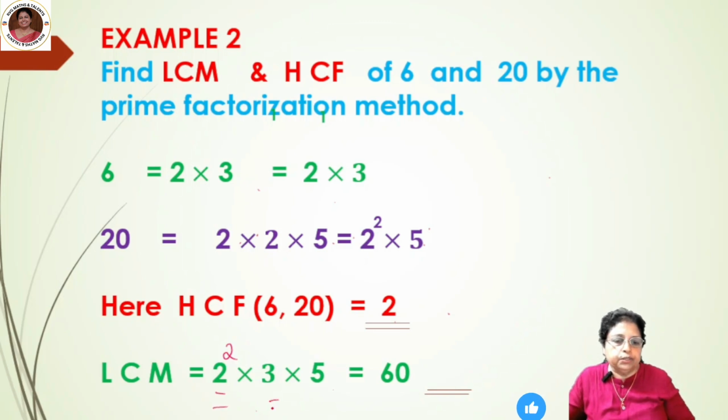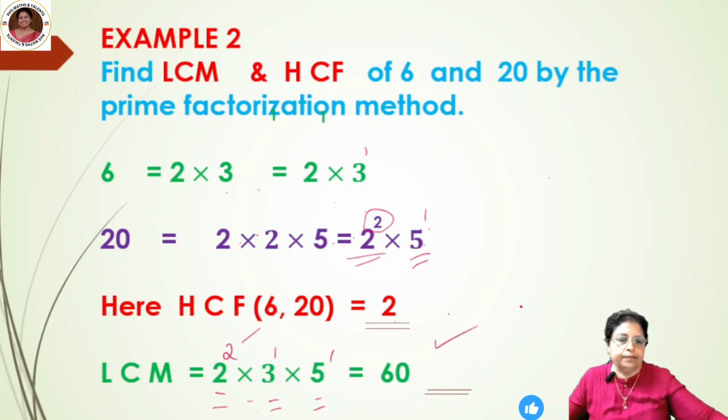So 2, 3 and 5 are involved in this prime factorization. Then take the highest powers. In the case of 2, you can see 2 squared is the highest power, so take 2 squared. In the case of 3, 3 raised to 1 is the highest power, as there is no other 3 here, so take 3 raised to 1. Then next, 5 raised to 1 is the highest power. So this is 60.